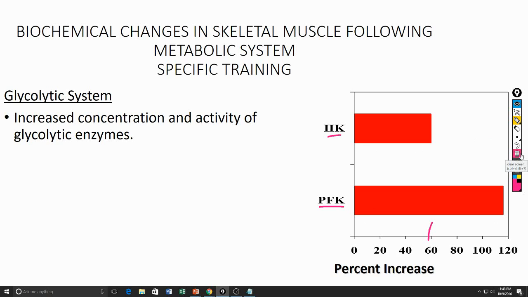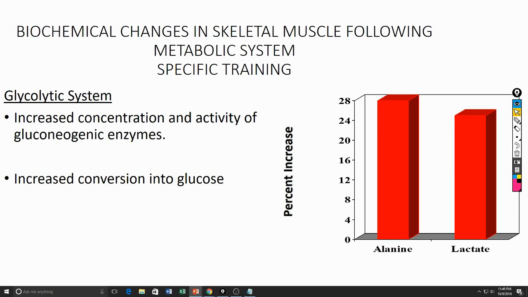Both of those things combined, what that's telling you is with training, with doing aerobic type work, you're seeing increases in these enzymes which are going to let those pathways go faster. Taken together, that means you're able to produce energy more rapidly and maintain paces better.